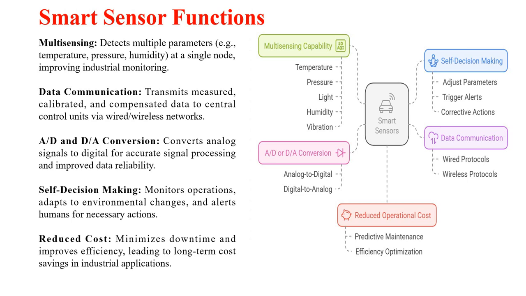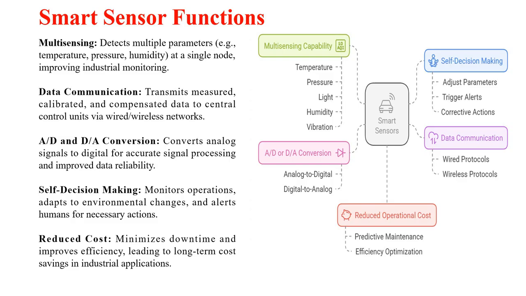Then you have self-decision making, where the smart sensors self-monitor their performance and surrounding environment, and based on the real-time data, they can adjust internal parameters for compensation, trigger alerts for anomalies, and initiate corrective actions automatically or notify the human operators. And the last function is reduced cost, where the integration of the self-diagnosis and the predictive maintenance reduces the equipment failures and minimizes the downtime.